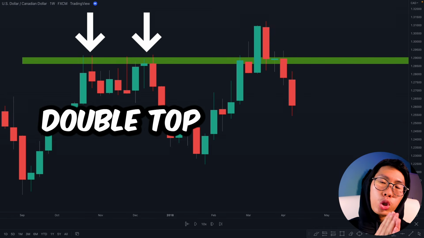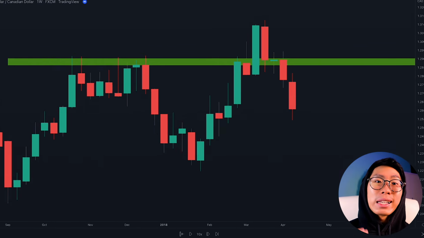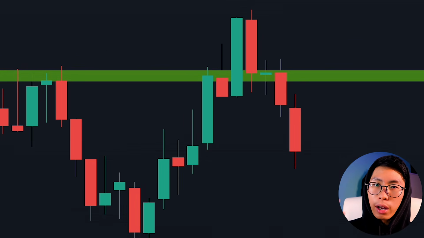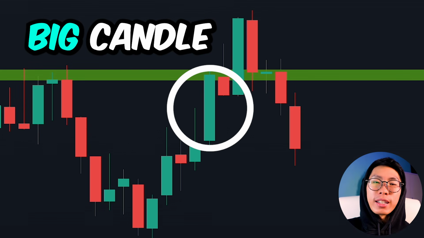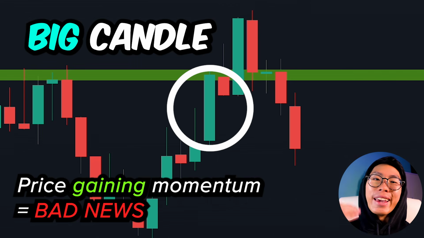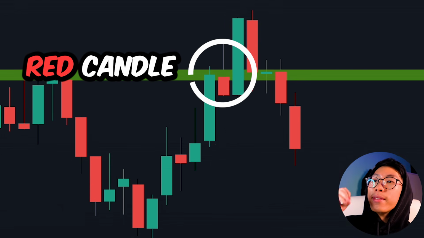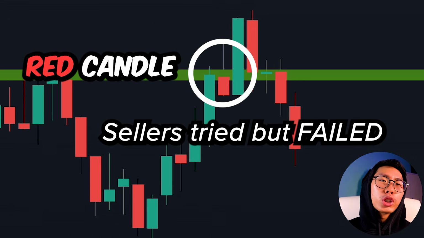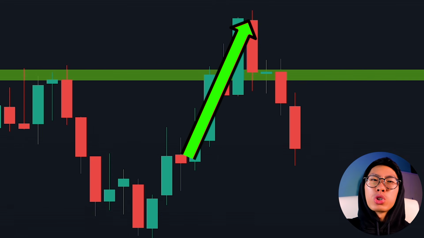Right here we have a double top, so we can draw a resistance level right here. Now look at what price is doing as it's coming up to this resistance level again. We have a small green candle followed by this big, juicy green candlestick, which shows us that price is gaining momentum as it approaches this key resistance level. This tells us that buyers are in control, and then price gave us a red candle next, which shows us that people tried to enter for a sell right here at this resistance level, but they failed miserably. And then price just burst right through it.